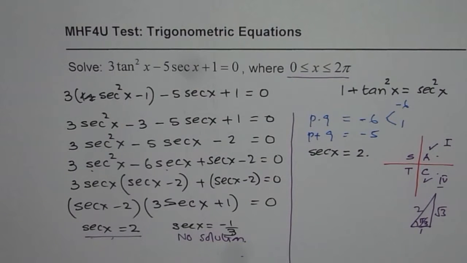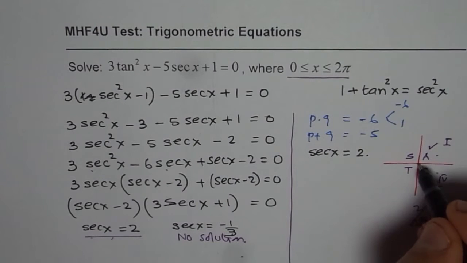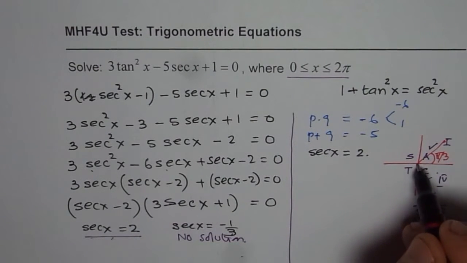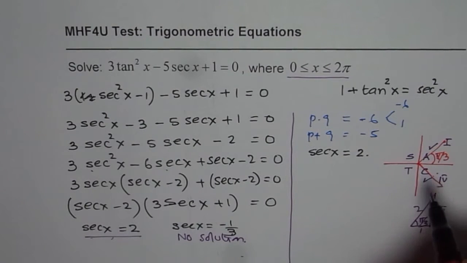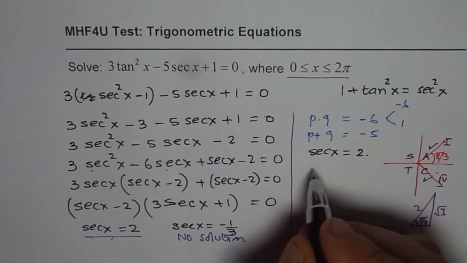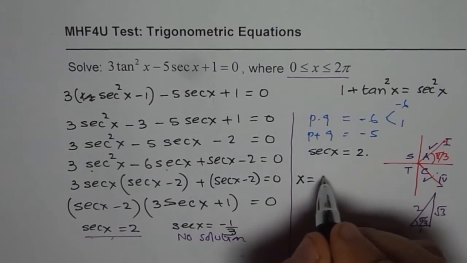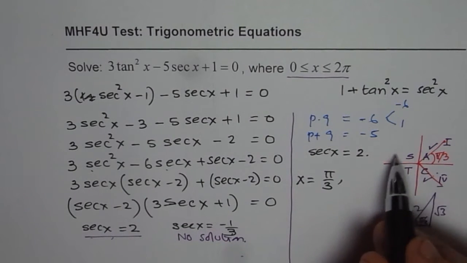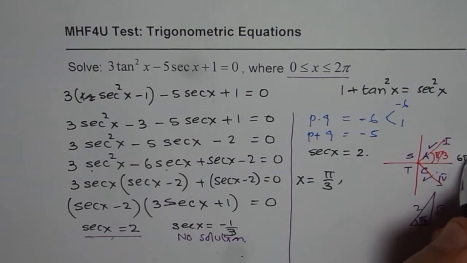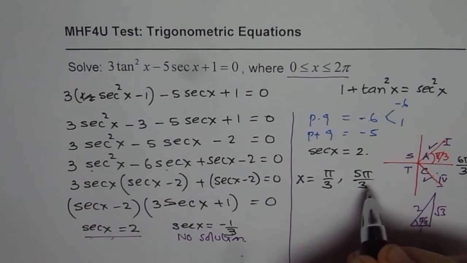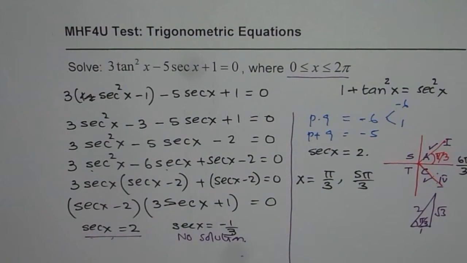So we find that the acute angle here is pi by 3. So we have pi by 3 and 2 pi minus pi by 3. Therefore, we can write secant x equals 2 means x equals pi by 3. That is one solution. The other one is 2 pi minus pi by 3. So there are 6 pi by 3 in all, correct? So it is 5 pi by 3. So these are the two solutions for the given equation, right?